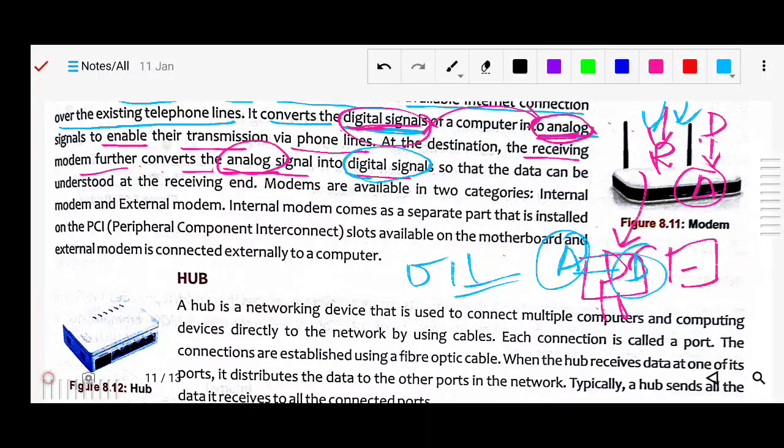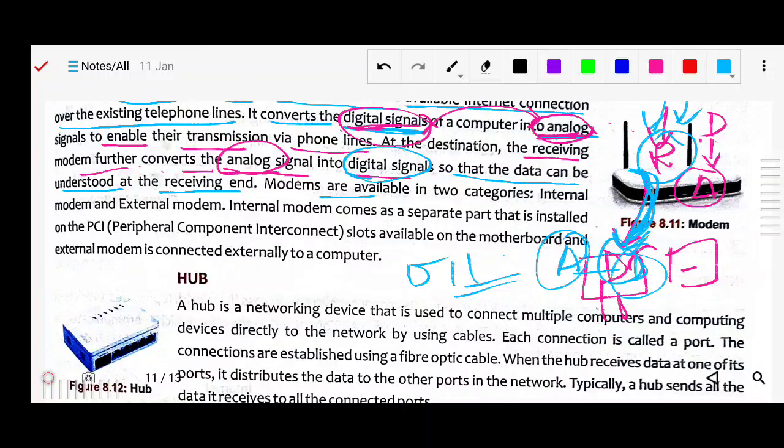It cannot understand any other language, so it must be in the form of 0 and 1. But during this travel, whenever this signal is coming from receiving to destination, during this travel time it is changed to an analog signal, because analog can travel faster and safely, so that the data can be understood at the receiving end.